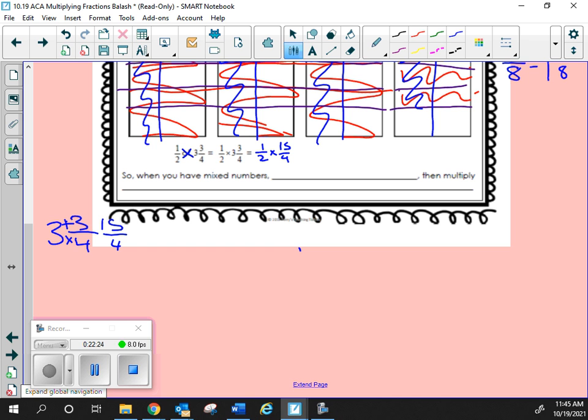Take a second. Heads up, please. All right, how do I multiply the fractions? Just multiply top times top, bottom times bottom. Really good. 1 times 15 is 15. 2 times 4 is 8. Is that the same thing I got up here? Yes, it is. Okay, I just need to simplify.